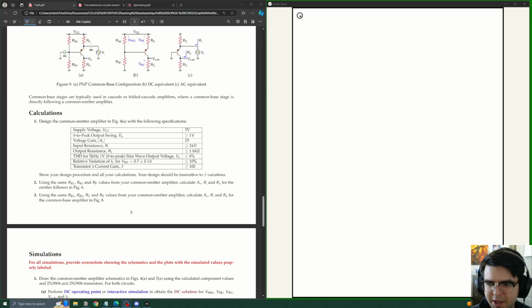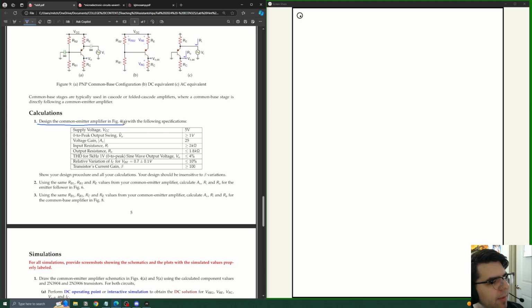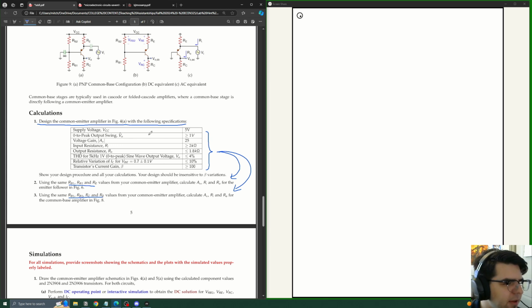So now let's go ahead and talk about the calculations that we're doing in this lab. We're designing a common emitter amplifier in figure 4a. This is the main part of the pre-lab. You make your design, it's got to meet these specifications, and then you'll just copy paste the values for the components that you found into these other configurations. So this is the main portion up here.